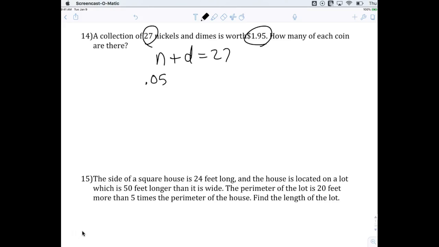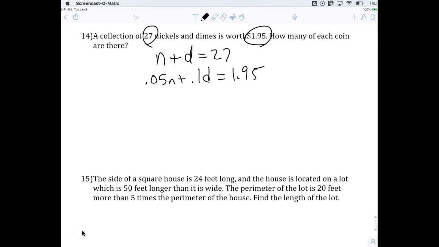0.05N plus 0.1D equals 1.95. Now listen, if you didn't know that, that means I didn't do a very good job on the earlier problem. So everybody with me on this now. We're talking about two types of coins, nickels and dimes. You have altogether how many? 27 coins. Does that make sense?